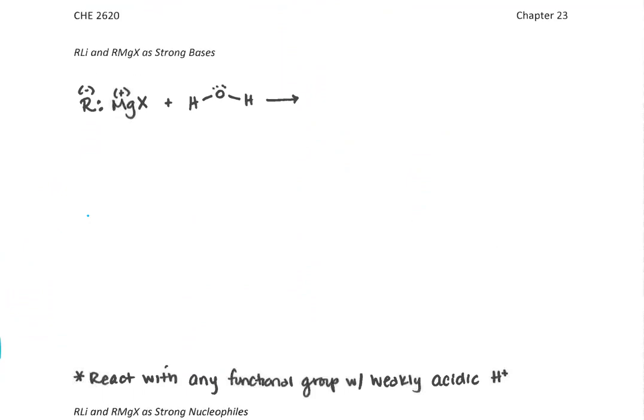All right, so let's talk a little bit about how organolithium and organomagnesium compounds can behave as really strong bases. So these compounds are very strong bases. Remember that the conjugate acid of these is an alkyl group. Alkyl compounds have a pKa of 50, and that's very weak.